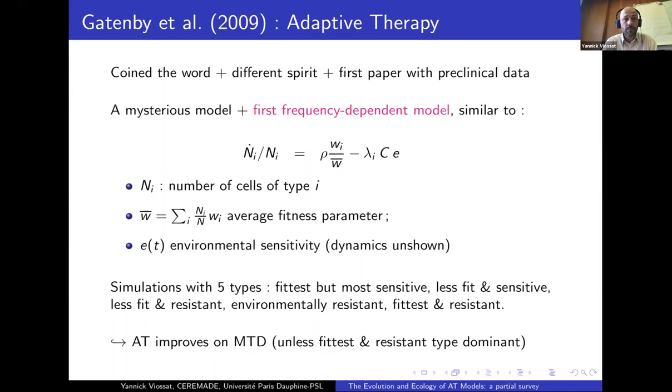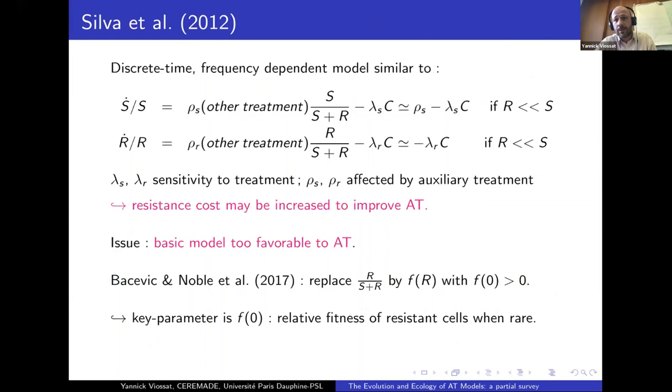The next generation of model in that spirit is due to Silva et al, and there is Bob again on this paper. And again, this is a discrete time frequency dependent model, but in continuous time, it could be written a little bit like I wrote here. The per capita growth rate of sensitive cells will be equal to some growth rate rho s, which is affected by some auxiliary treatment, multiplied by the frequency of resistant cells, minus the death term. If at the beginning there are very few resistant cells, this is roughly rho s minus lambda s times c.